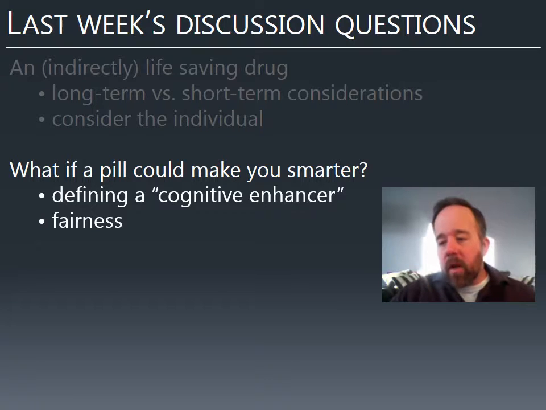Also, as is the case with a lot of drugs, these things can be expensive. Cognitive enhancers don't exist yet, but any new drug that comes to the market tends to be fairly expensive, and sometimes some drugs will even remain expensive. So what if only the wealthy can afford such a cognitive enhancer? Is that fair? Do we need to regulate it to combat that effect?